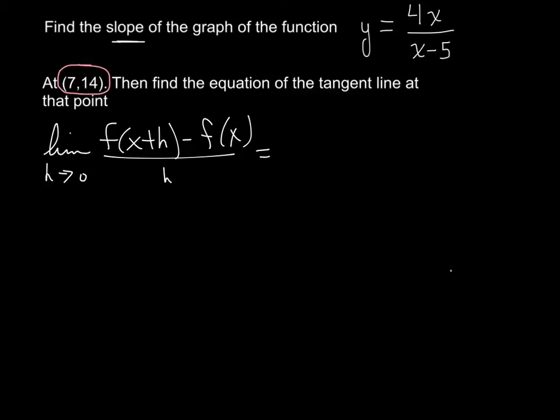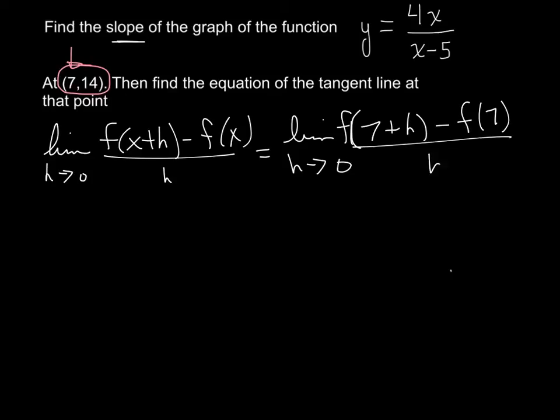We can throw this extra step in here to see that our x value right there is 7. So I'm going to be plugging in 7 plus h, I forgot my f there, minus f of 7 all over h. So what that means is everywhere I see an x in my equation, I'm going to plug in 7 plus h, and then I'm going to plug in 7.